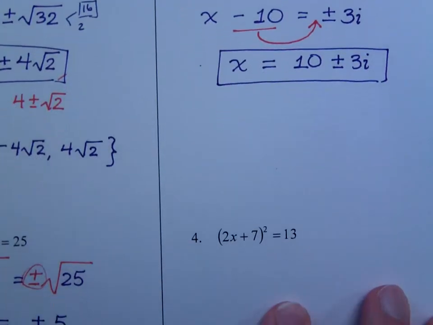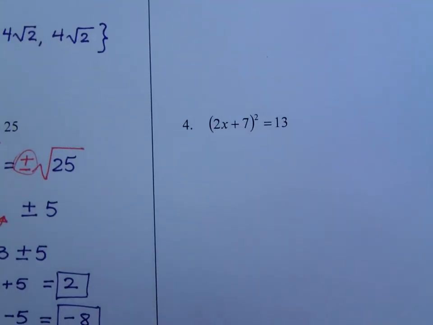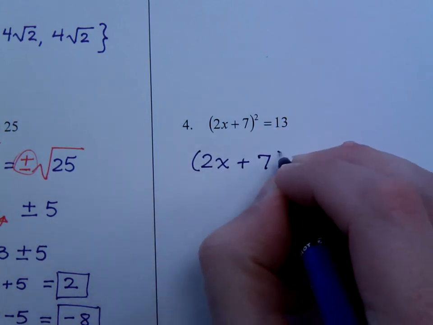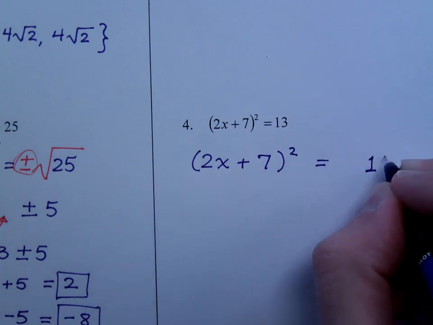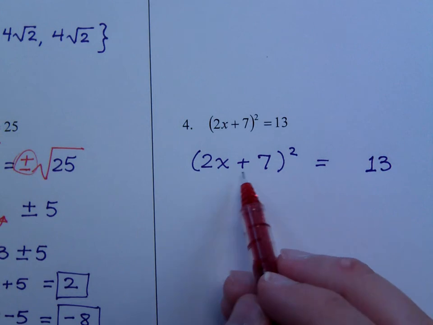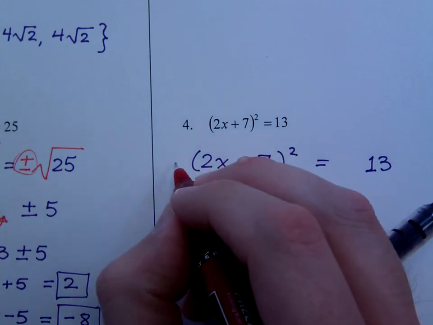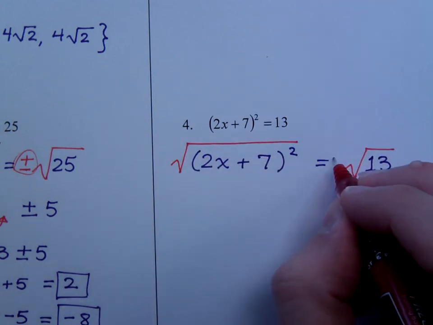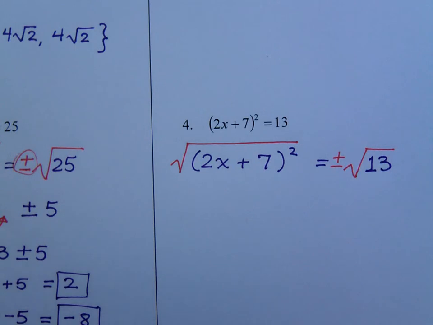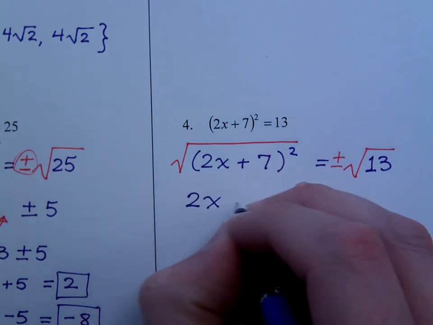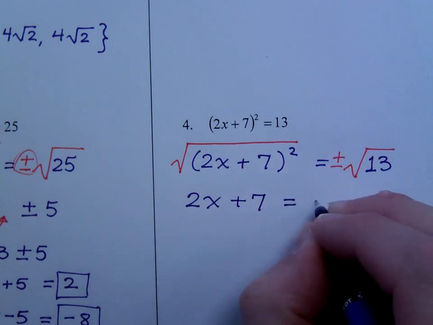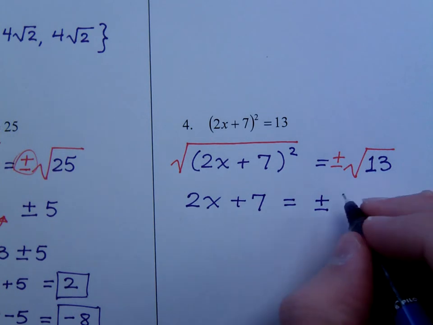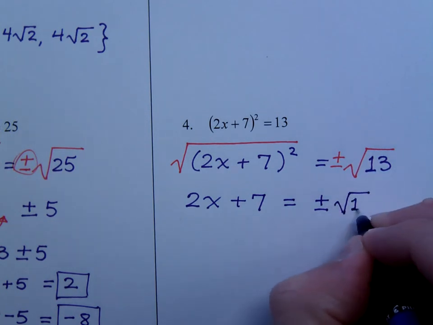This next problem has the quantity 2x plus 7 squared equal to 13. So when we look at this, you see that the only place that you have an x, that you have your variable, is inside of the square. So we already have the square by itself, so we can take the square root of both sides using the square root property, and there's your plus or minus. So that means that 2x plus 7 is equal to plus or minus the square root of 13. The square root of 13 is, well, it just is what it is. 13 is a prime number, so it has to stay this way.